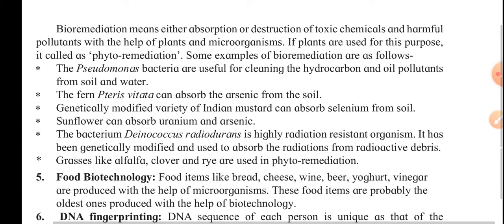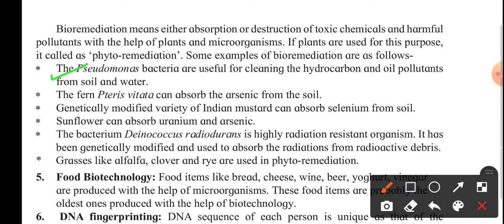Further is bioremediation. In that, they have given all this information: Pseudomonas; then a genetically modified variety of Indian mustard can absorb selenium from soil; then the sunflower can absorb uranium and arsenic; then the bacterium Deinococcus radiodurans is a highly radiation resistant organism. It has been genetically modified and used to absorb the radiations.